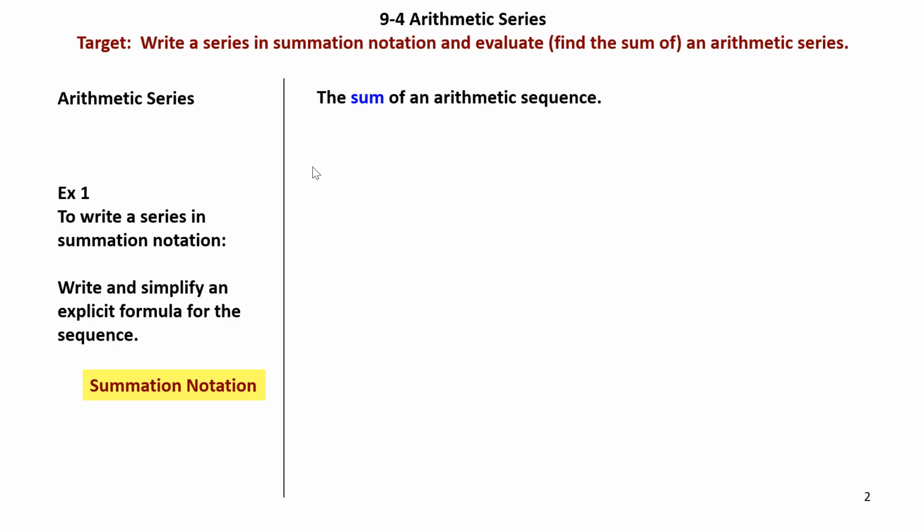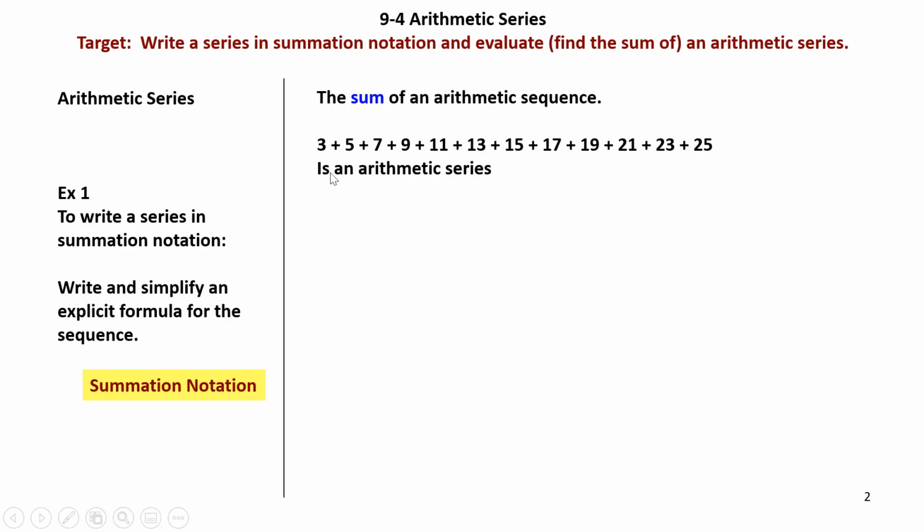Okay, so we're going to end up with some new notation here and things like that. But the first thing we're going to do is take a look at how to write a series in what we call summation notation. This is the new part in terms of some notation that you're going to see here. But the first thing we need is an explicit formula. In order to write in summation notation, we need an explicit formula. So we're going to take a look at this particular series right here.